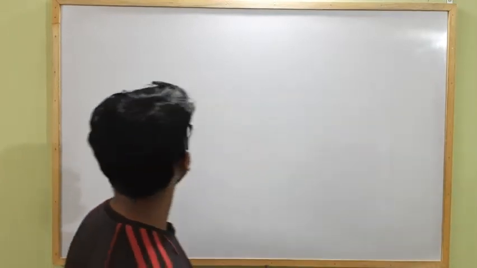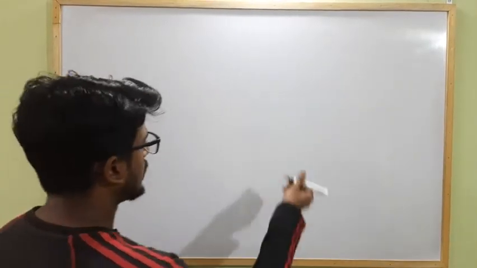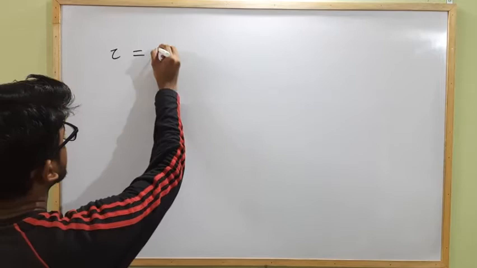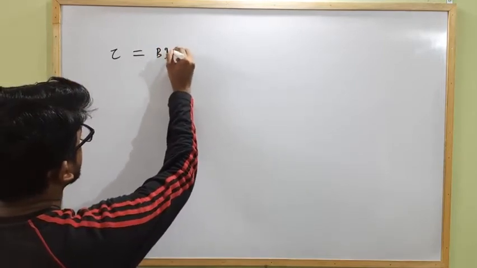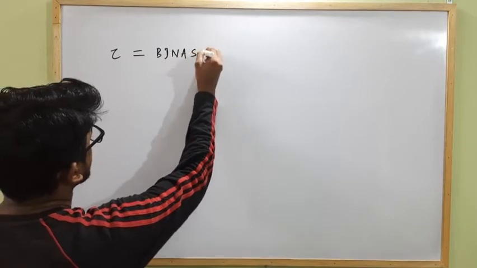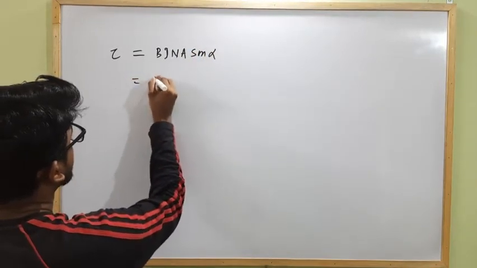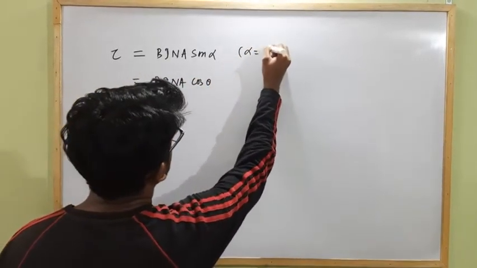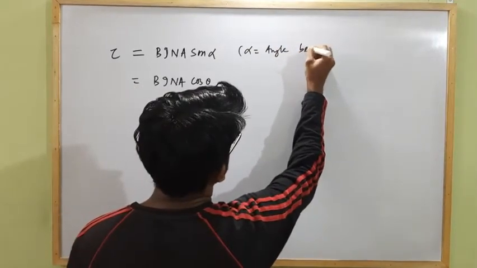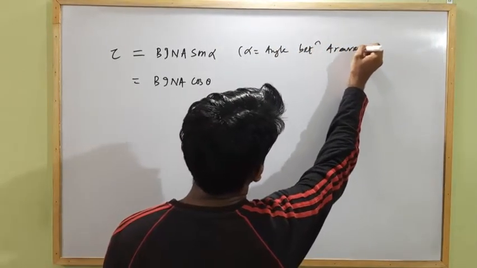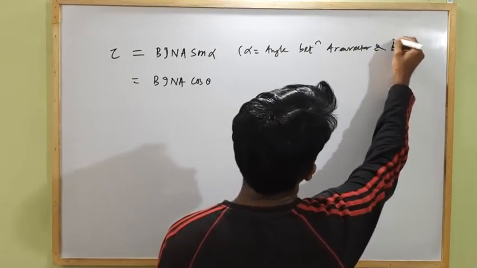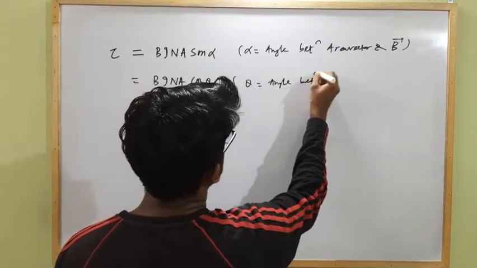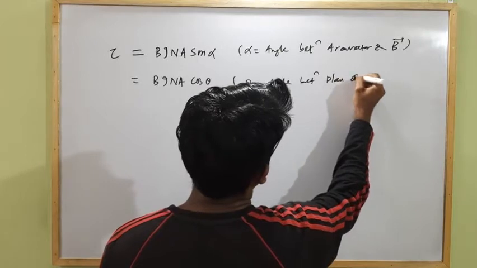Previously, we already discussed that the torque acting on a current carrying coil in an external magnetic field is given by B I N A sin alpha, or it can also be written as B I N A cos theta, where alpha equals the angle between the area vector and the magnetic field strength vector, and theta equals the angle between the plane of the loop and the magnetic field strength.